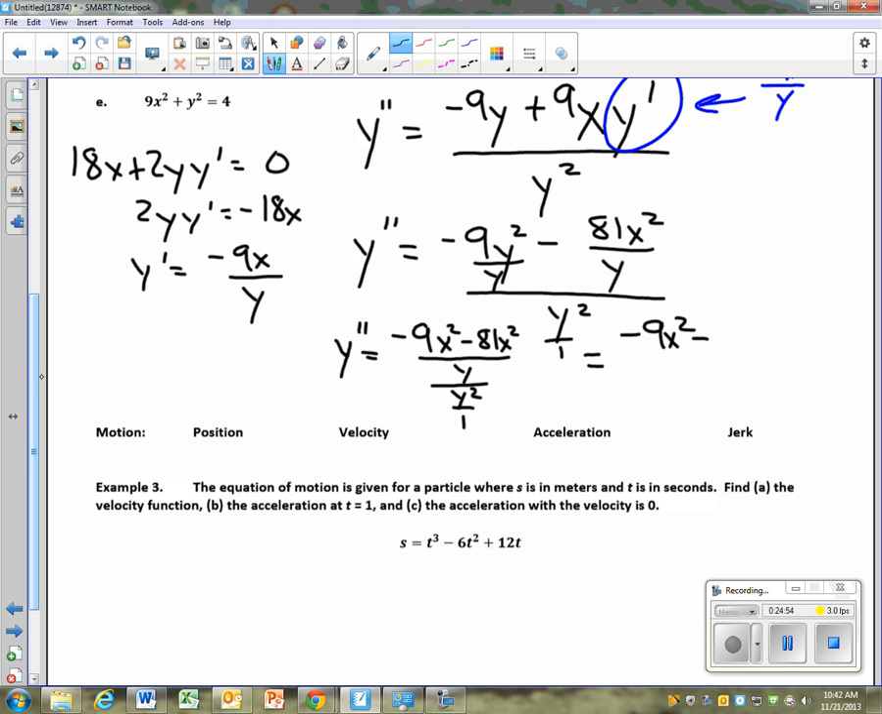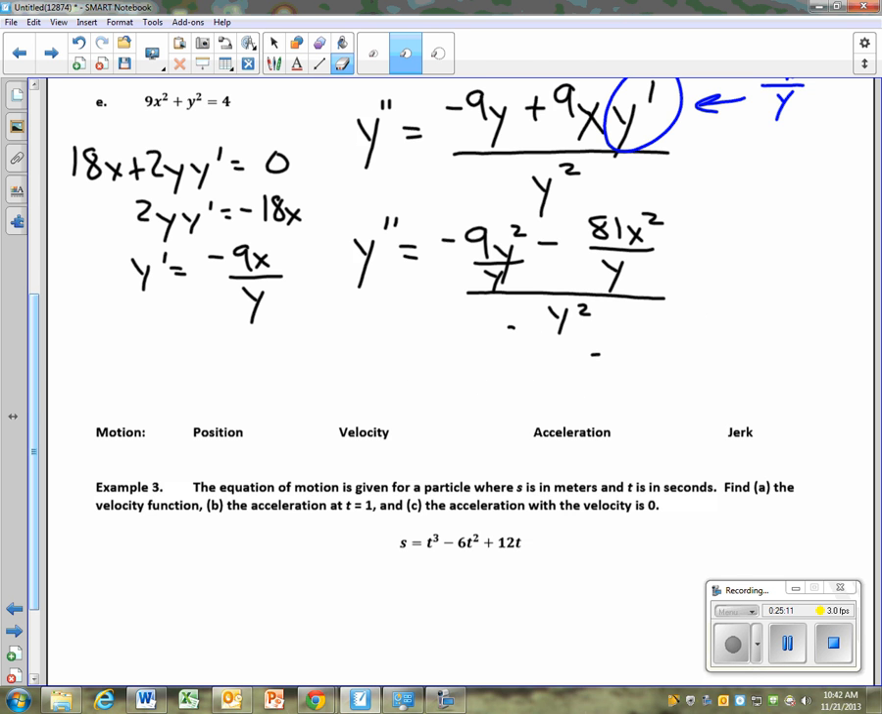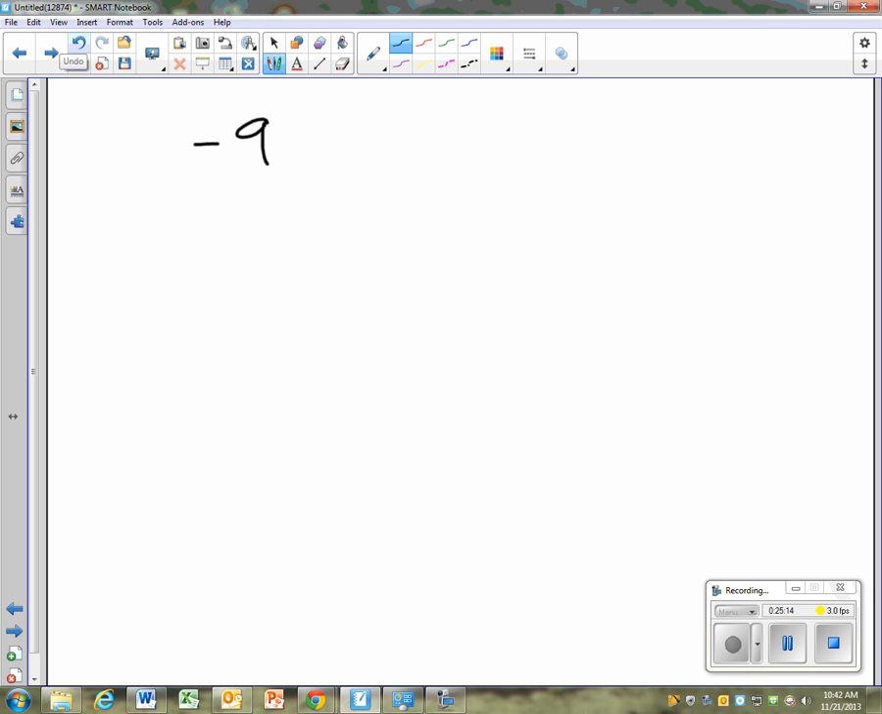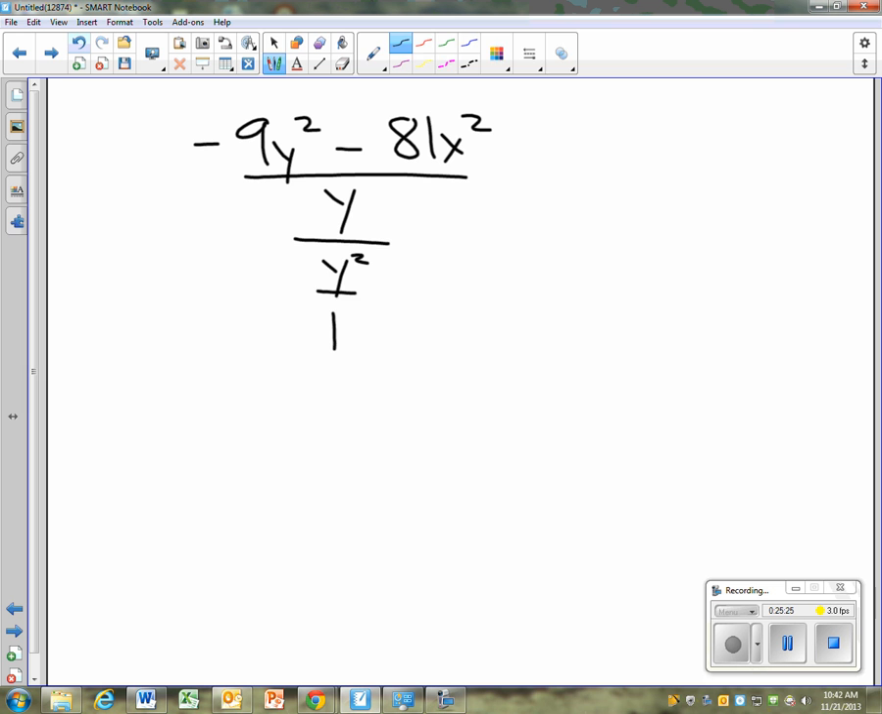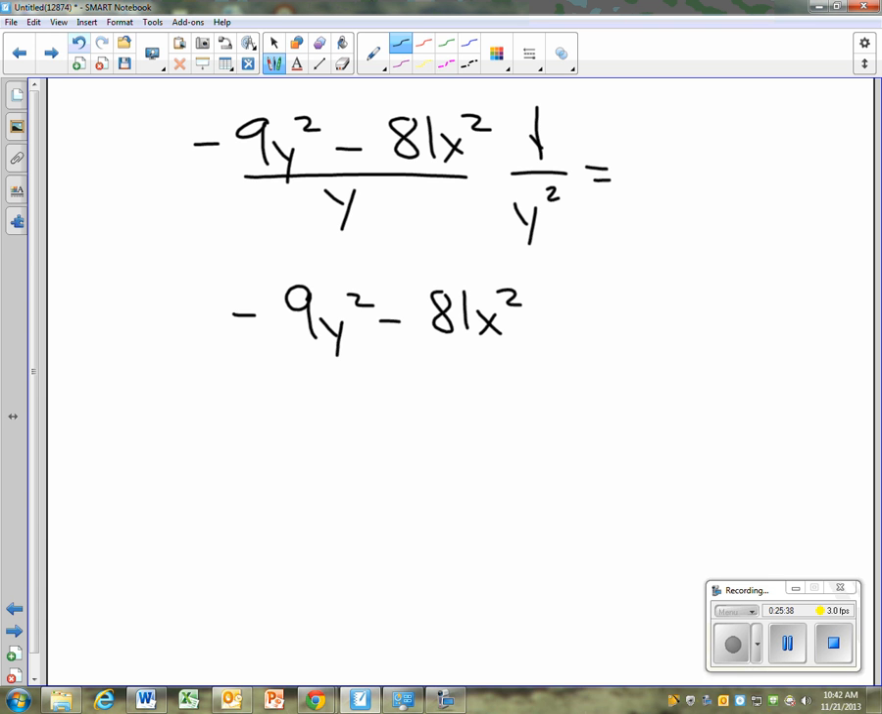Sorry, I'm sorry, this was from the problem right here. So when I multiply, I'll start a new spot so you can see it better. Okay. So I've got negative 9y squared minus 81x squared over y, all over y squared over 1, right? So when we multiply by the reciprocal, 1 over y squared, we get negative 9y squared minus 81x squared all over y to the third.